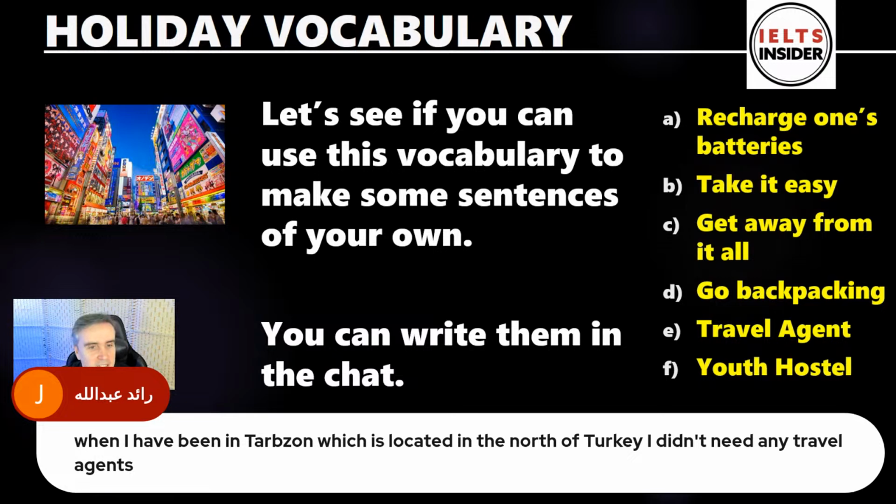And Raid is saying, when I've been in Trabzon, which is located in the north of Turkey, I didn't need any travel agents. Very good. So, sorry, I would change have been to when I went to Trabzon. So that would be the north of Turkey. Is that on the Black Sea then? Yeah, the north of Turkey is on the Black Sea, and the south and the west of Turkey is on the Mediterranean Sea, I think, isn't it? Or is some part of North Turkey also on the Mediterranean? I don't know. It's a country I would love to visit there, Raid.